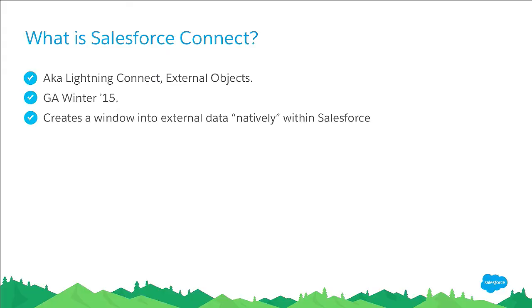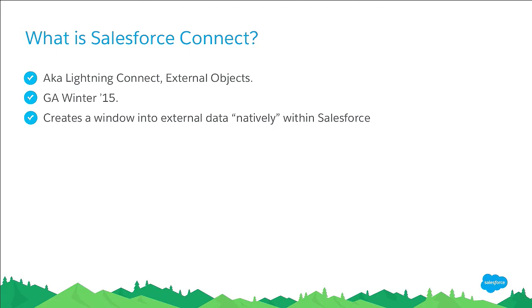So what is Salesforce Connect? When it first released, it was called Lightning Connect. And then Salesforce realized they couldn't call everything Lightning, so they changed it to Salesforce Connect. But it's also known as external objects as well. It went GA a couple of years ago in Winter '15, and they've been progressively putting new features into it through every release. And it's getting really good now. But I think of it as basically a tool to connect your external data sources into Salesforce without the data being persisted in Salesforce.